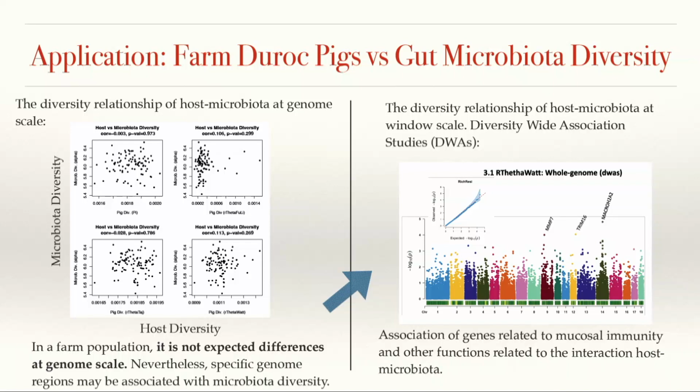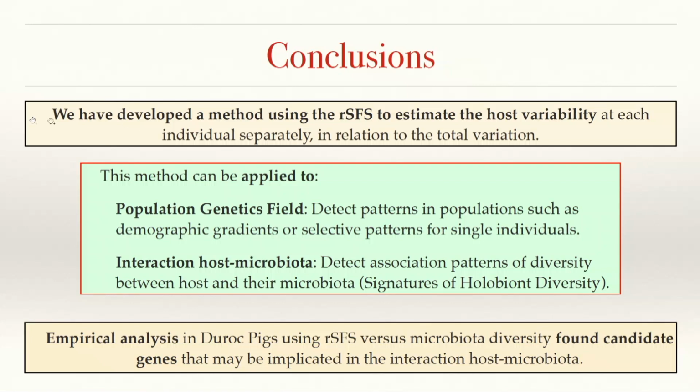So in summary, we have developed a method using the relative site frequency spectrum to estimate host variability. This method can be applied to the population genetics field, but also to the interaction of host and microbiota. And an empirical analysis found candidate genes that can be implicated in the interaction between host and microbiota.